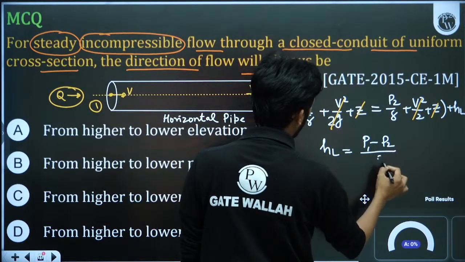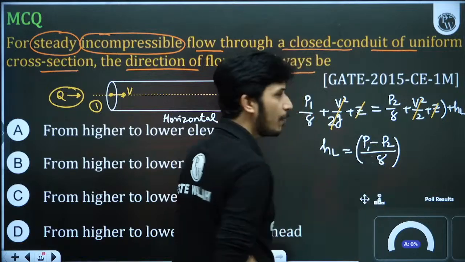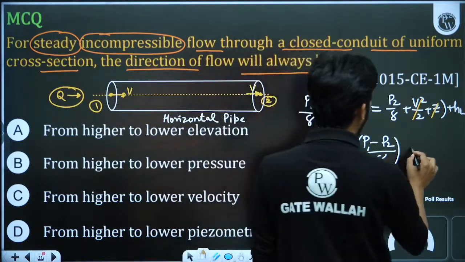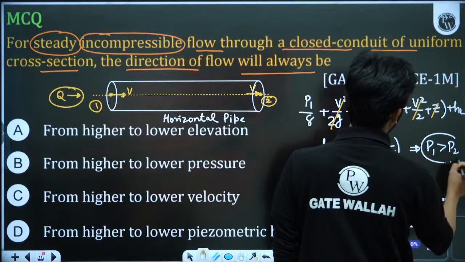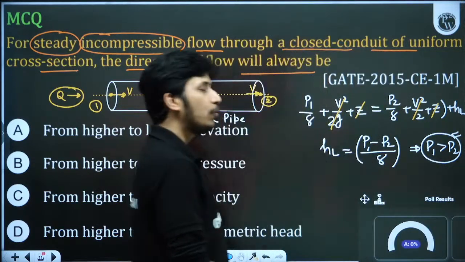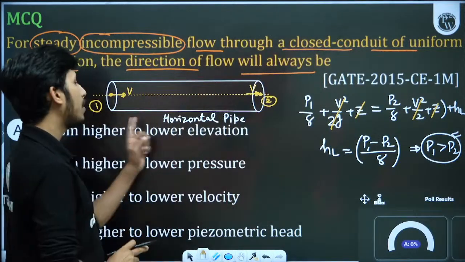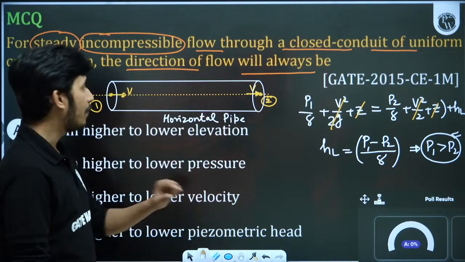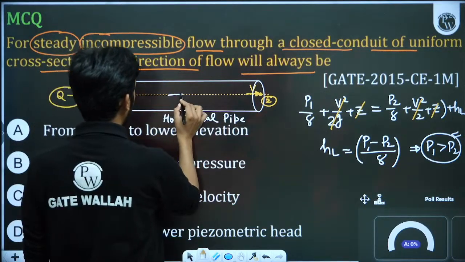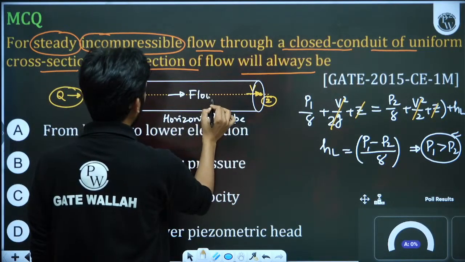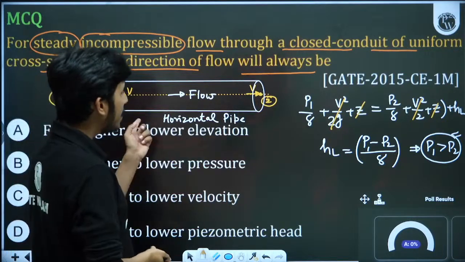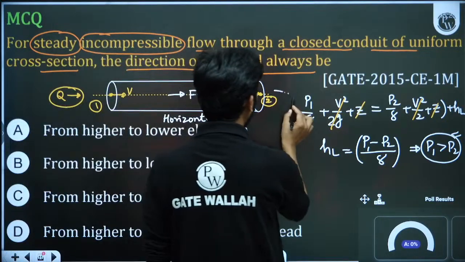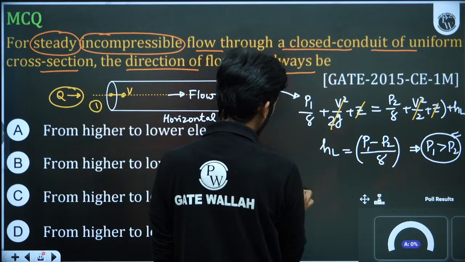So this head loss will come positive when P1 is more than P2. So from a higher pressure, P1 is more than P2, from 1 to 2 the flow will always happen. Then the flow will happen from 1 to 2 in this direction. If P1 is less than P2, then flow will happen from 2 to 1. But that is for a horizontal pipe.